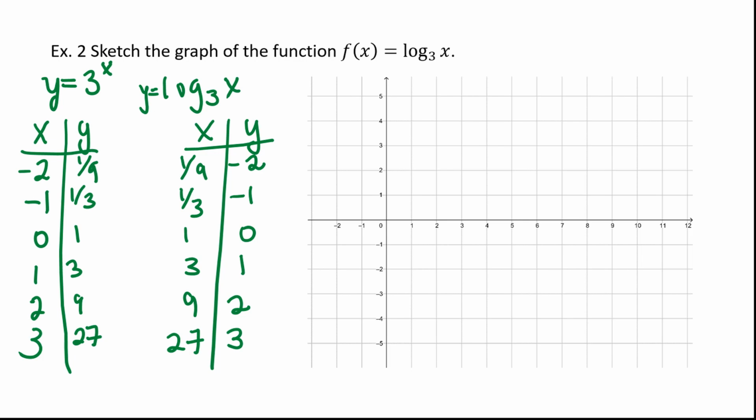I'll start with 1, 0, then 3, 1, then 9, 2. Then I'll just go to, let's see, 1/9 is -2. I can probably eyeball 1/3 a little bit better and connect the points. And here is the graph of f of x equals log base 3 of x.